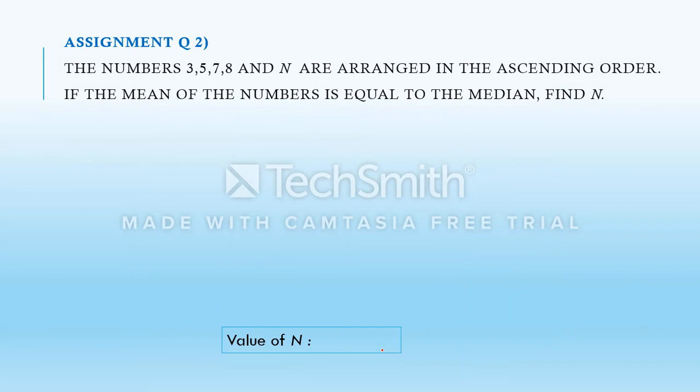Here goes another question. The numbers 3, 5, 7, 8 and n are arranged in the ascending order. If the mean of the numbers is equal to the median, find n. So use concepts of mean and median in order to arrive at the answer. And if your final answer turns out to be 12, then you know that you are in the right direction.